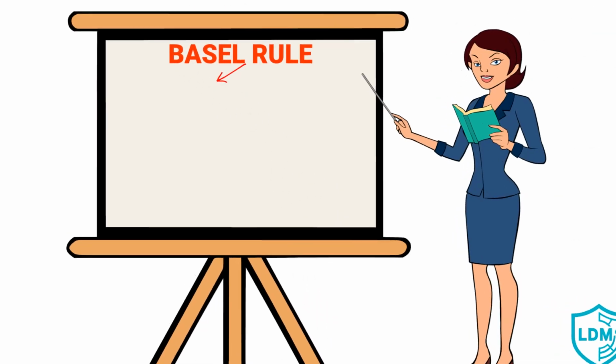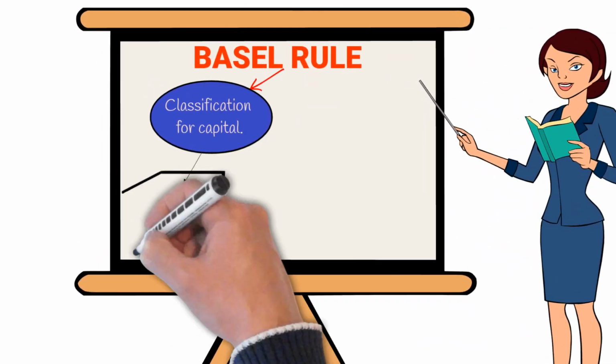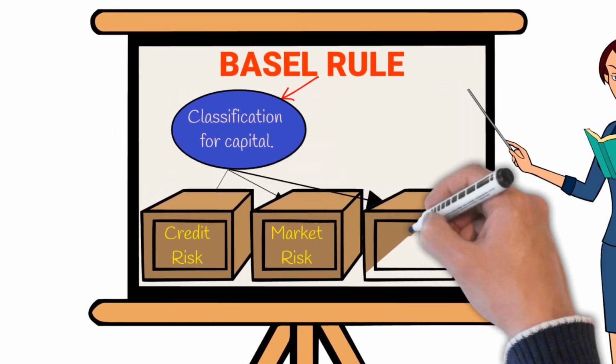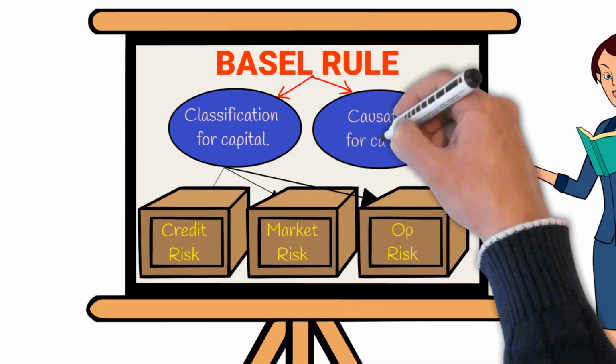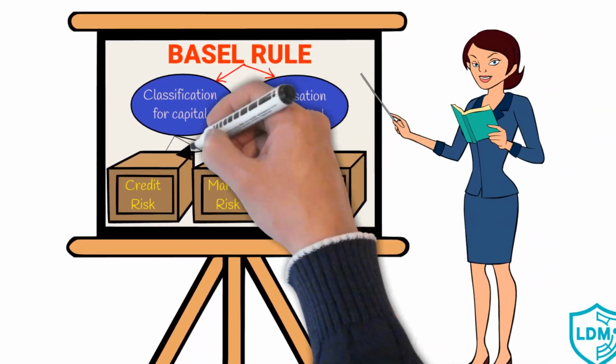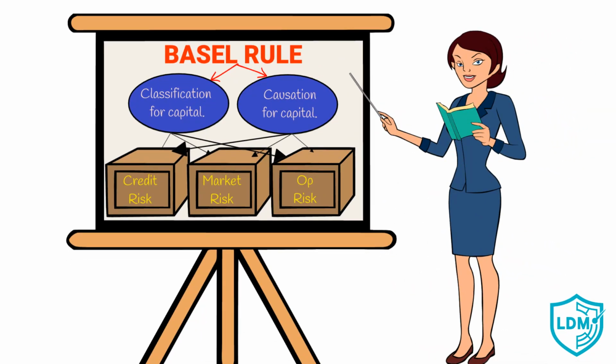Basel is clear. A loss must sit in one capital category. But the cause of that loss may sit somewhere else. And if you miss that, you fix the wrong risk.